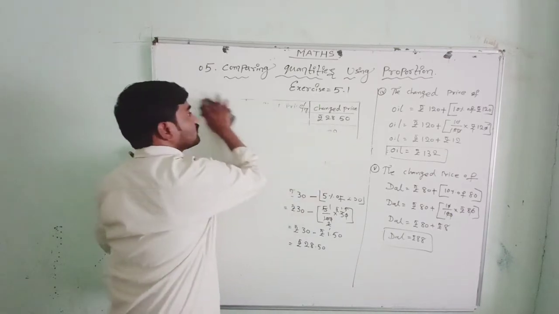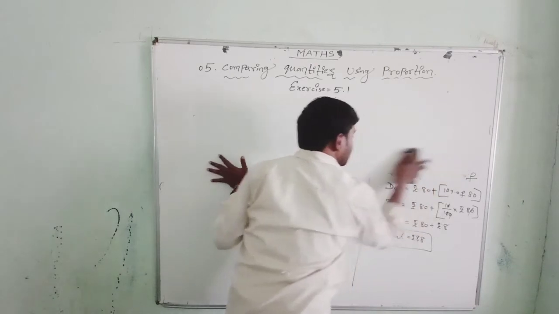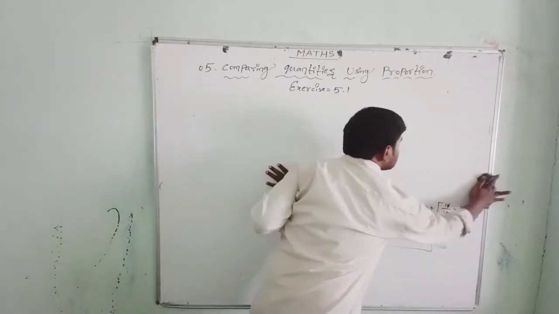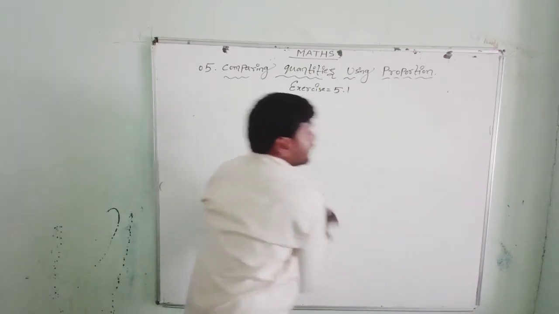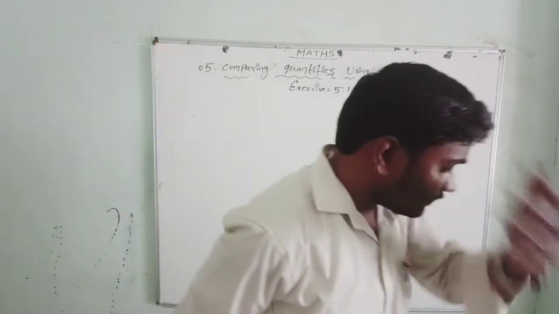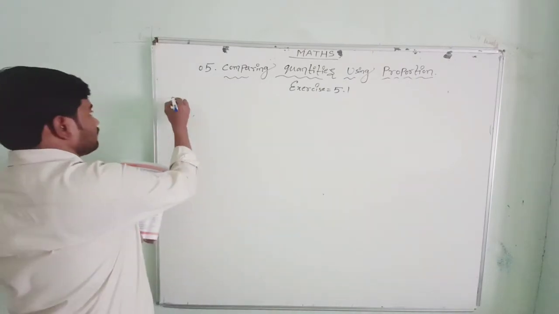Next one is the 12th one. Clearly we have to write these percentages. How to find out the percentage? Increased percentage means we have to add. Decreased percentage we have to subtract. Simple. Decrease in the sense minus. Now 12th question.